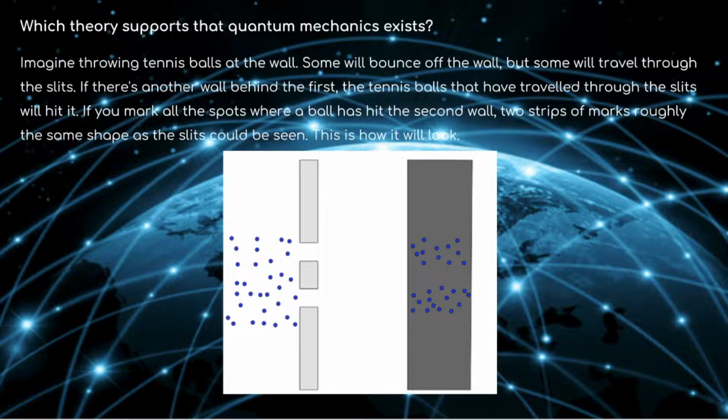This is how it will look. So these are the tennis balls and the wall with two slits. This is the back wall. And here we have two slits. Tennis balls pass through them. And now this is the back wall. Same shape. Slits can be seen over here.